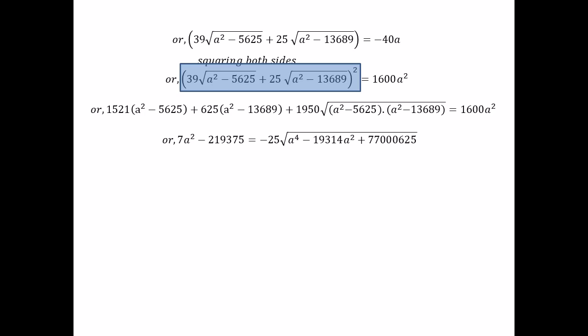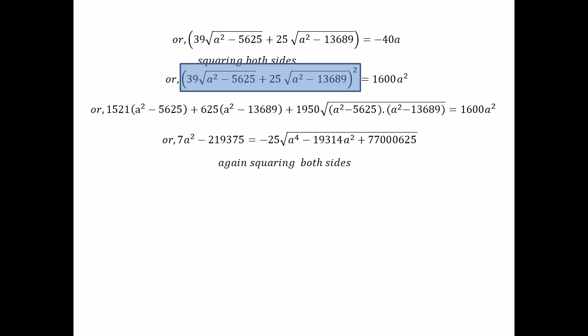We get 7a square minus 219,375 is equal to minus 25a4 minus 19314 a square plus 47700,625. Actually, this is the form. This is the simplifying here. Now again squaring both sides.